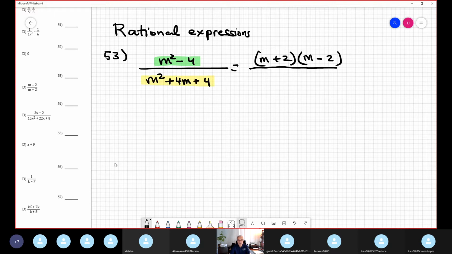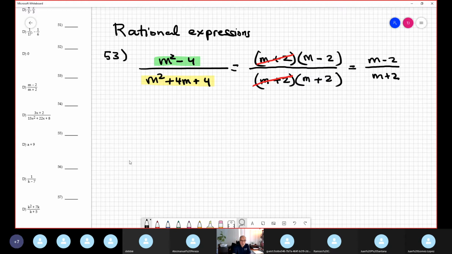The bottom part is a trinomial. But what kind of trinomial? It's regular, so it's m and m, and the combination is 2 and 2, because 2 times 2 is 4, and 2 plus 2 is 4. It's like a perfect square, and the sign is positive. Now I discover this factor is m plus 2, and this factor is m plus 2. They cancel out, and we can delete them. So my final answer is m minus 2. When you have one factor, you don't necessarily put the parentheses. And this is my final answer.